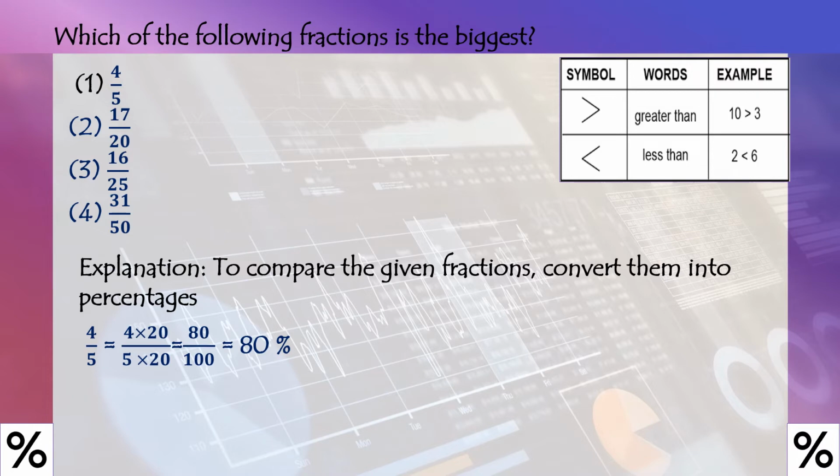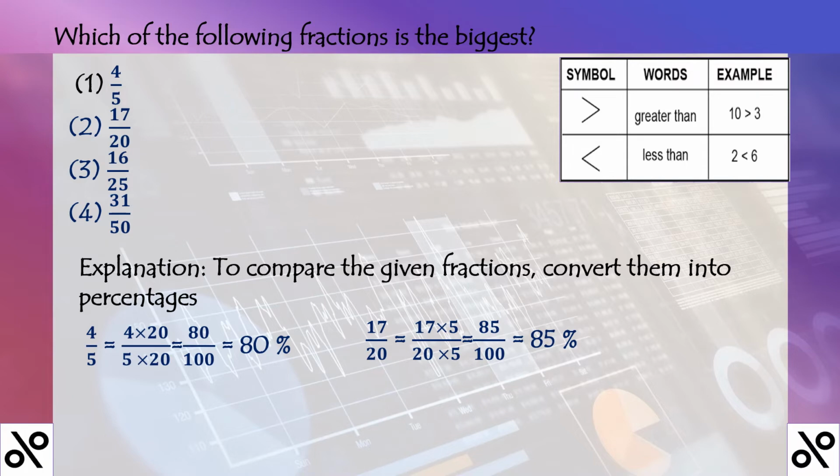4 upon 5, 5 है denominator में, you will multiply it by 20 to get 100. You will multiply 20 in the numerator also, you will get 80 upon 100, which is 80%. Next is 17 upon 20, you will multiply 20 into 5 and in the numerator also you will multiply by 5, you will get 85 upon 100, which is 85%.